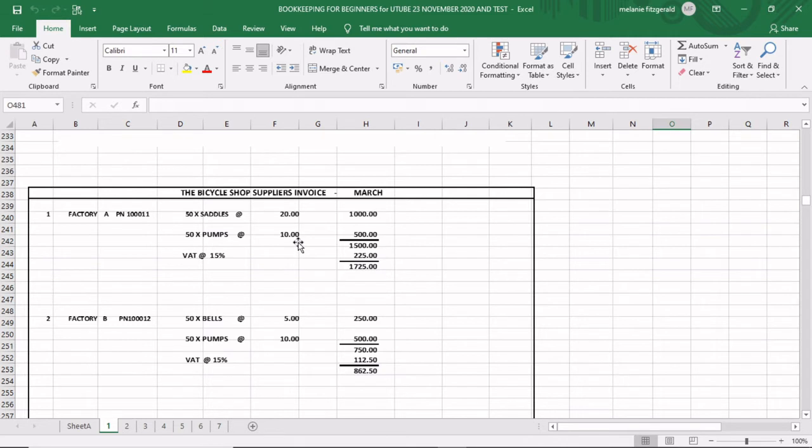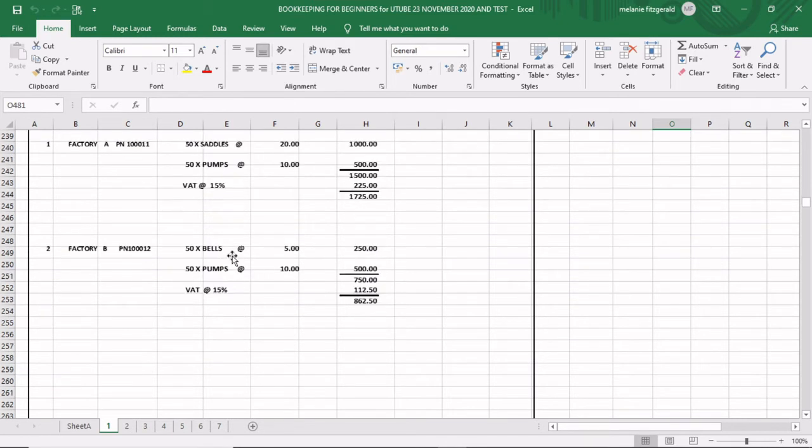We bought 50 pumps at $10 each. And they totaled up the amounts we bought from them. They added in the VAT. So that's $1,725 we bought in total goods from Factory A. And we bought some stuff from Factory B, as you can see as well. And this is the invoice they supplied to us.